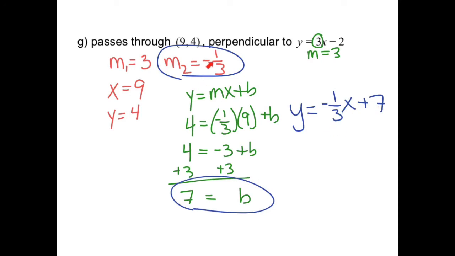Please make sure you use the -1/3 slope. If you use the slope of 3, technically you have found a line that is parallel to this one, still going through this point, but it would be a parallel line instead of perpendicular. So please make sure you are using the -1/3, which is that opposite reciprocal slope.